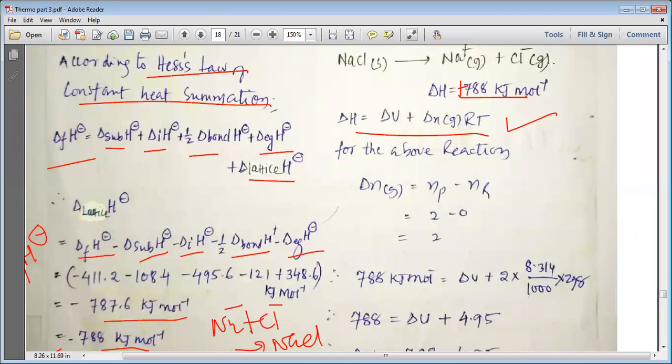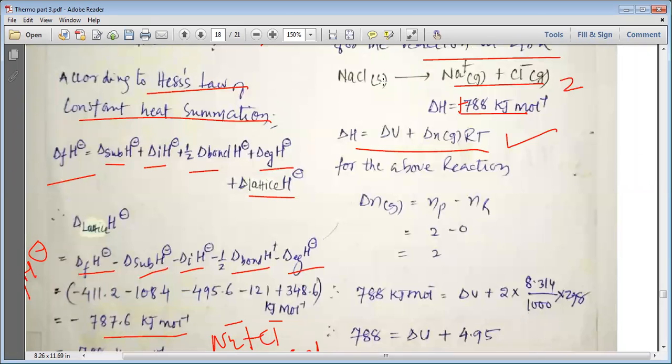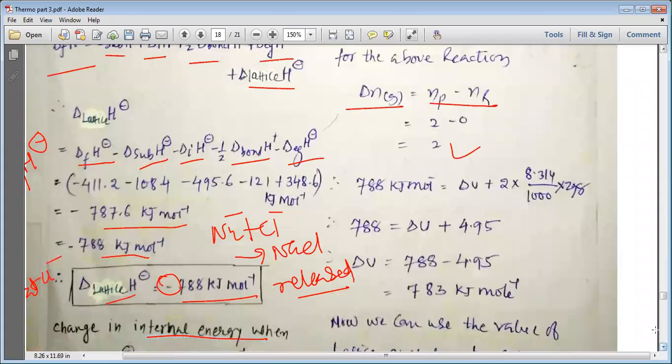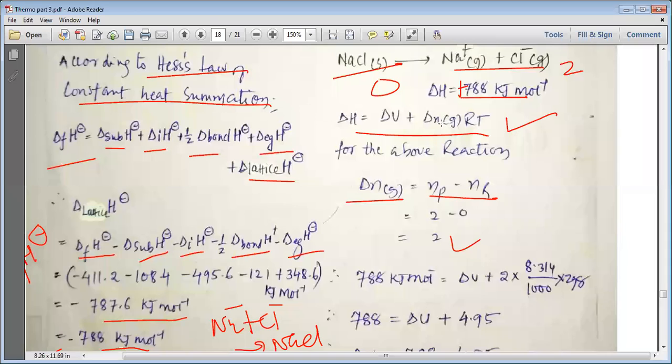Let us find out the delta n gas here. For the product side we have 2 moles, for the reactant side we have 1 mole. Sorry, for the reactant side we have 0 mole because there is no gaseous substance available, and delta n gas is equal to n products minus n reactants, and here delta n gas is equal to 2, my dear students. Now we can put the value of delta n gas here.